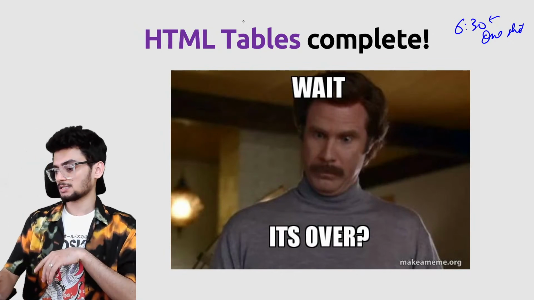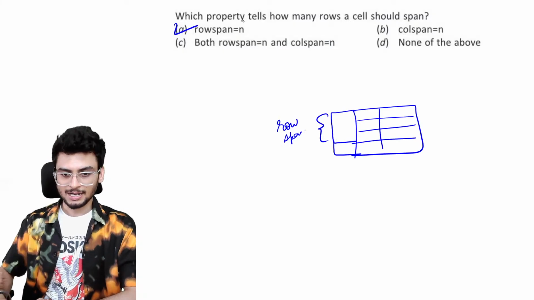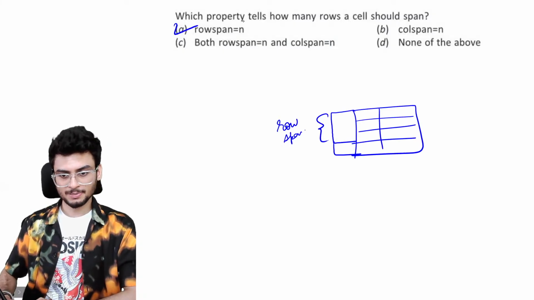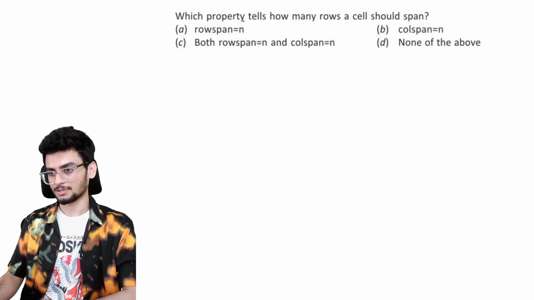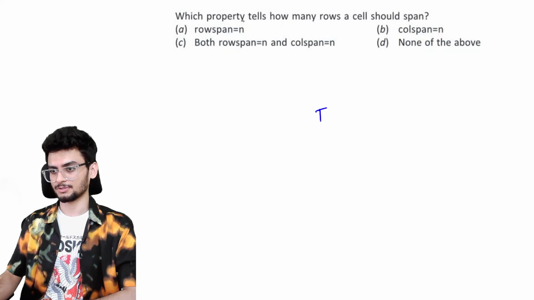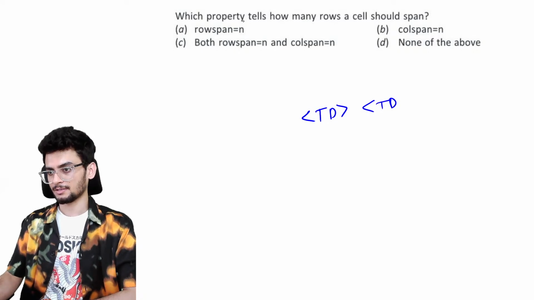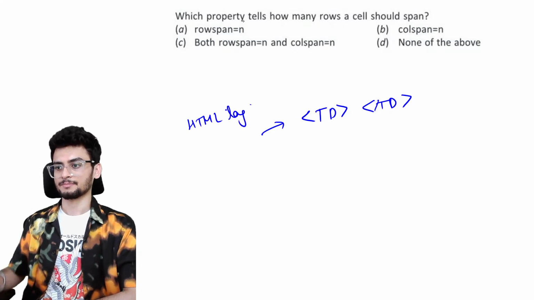Vanchika is asking, sir, are the HTML tags and elements the same thing? I think I have explained this before, but let's say I'm using TD and TD close. So what is this? This is an HTML tag, right?